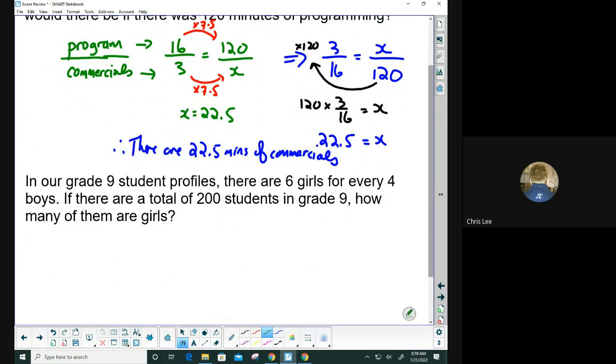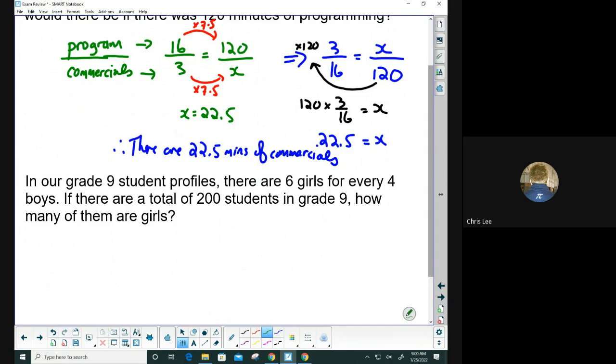All right, let's try the second one. In our grade 9 student profile, there are 6 girls for every 4 boys. How many total students are there? Or, there are a total of 200 students in grade 9. How many of them are girls?